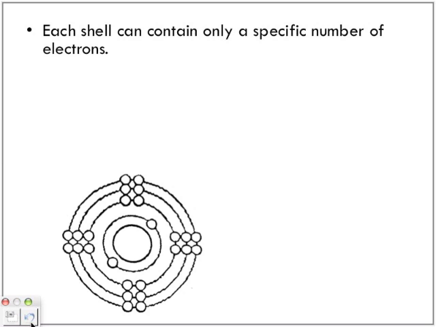Each shell can contain only a specific number of electrons. So what you're going to see in some of the worksheets that I'm going to provide for you, your drawings of the diagrams are going to be as such. What we have here in the center is our nucleus.